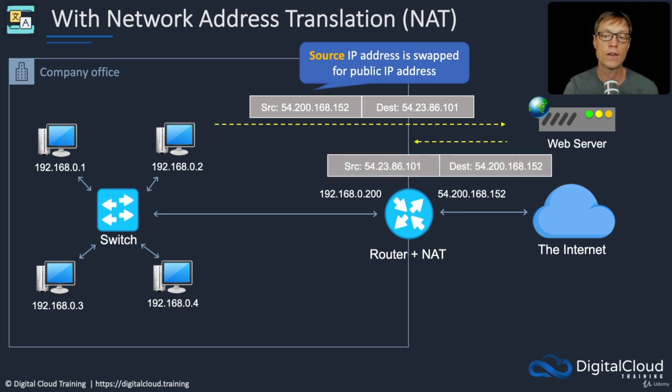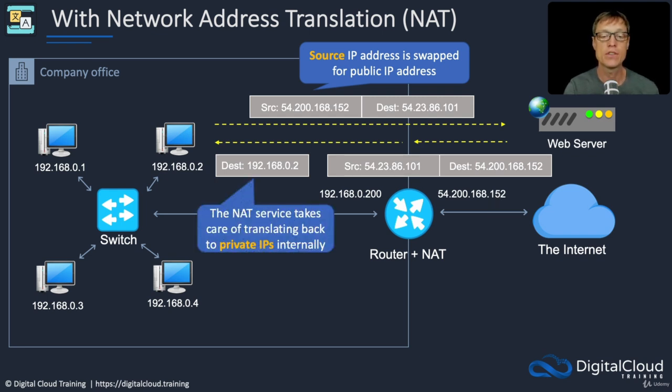So when the return traffic comes back, the destination address is the address of the router, and the router is then able to swap back again the destination address to the actual address of the computer itself. So it's performing that swapping function. It's swapping out the source and the destination addresses so that we can then use the public internet. That means that all of the devices on the internal network, even if you had hundreds or thousands of devices, are going to appear to be the same IP address on the internet. So the NAT service is taking care of translating those addresses for you.